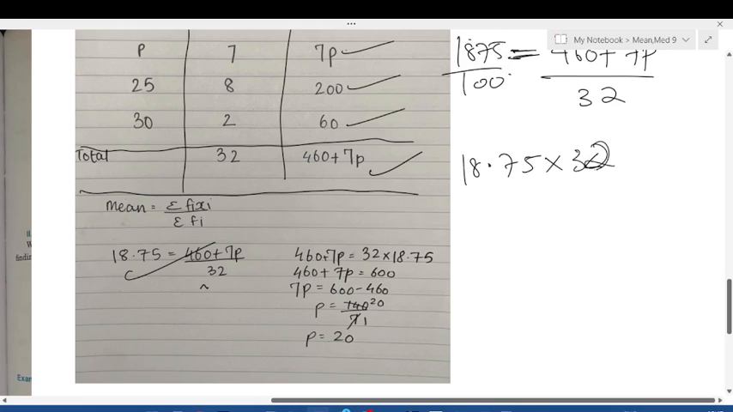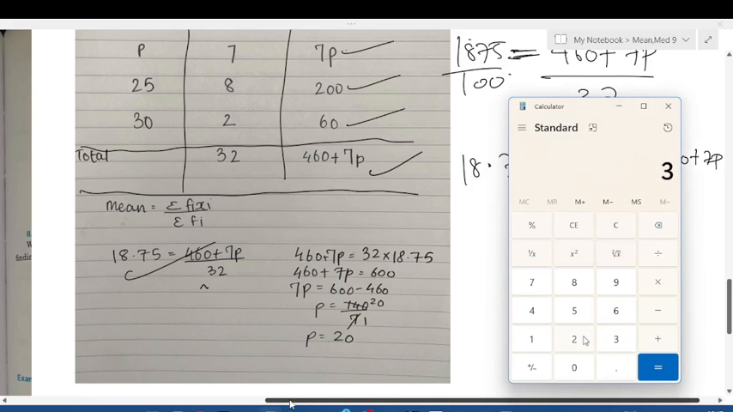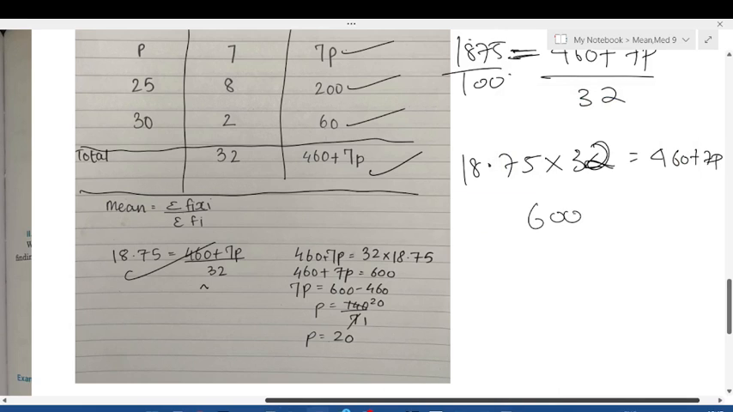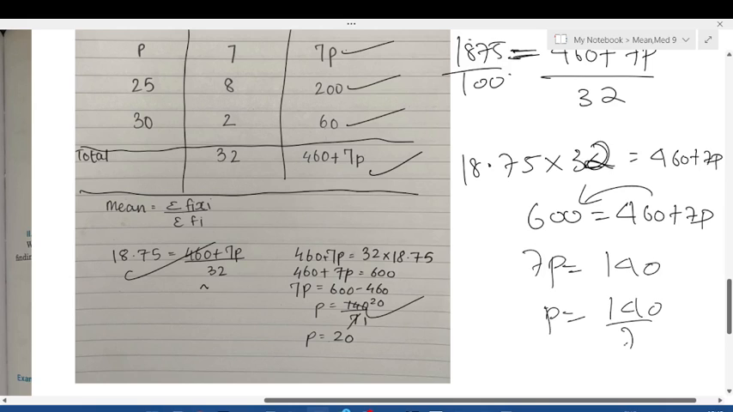Into 32 is equal to 460 plus 7p. So 460 plus 7p, 32 into 18.75. If you write the direct answer like this, how can I check your calculation? So 600 is equal to 460 plus 7p. If you shift 600, 140. 7p is equal to 140, p is equal to 140 divided by 7.